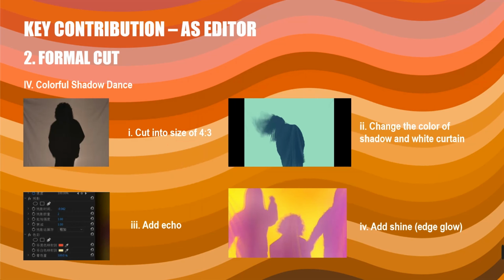For the colorful shadow dance, I did some innovative creation with the suggestions from the tutorial class. I changed the original size of the pictures, gave them an echo effect, and changed the color of the shadows and the white curtain. I reduced the value of the echo for better presentation and reduced the fall-off on the curtain by increasing the echo number. Finally, I added the glow effect.